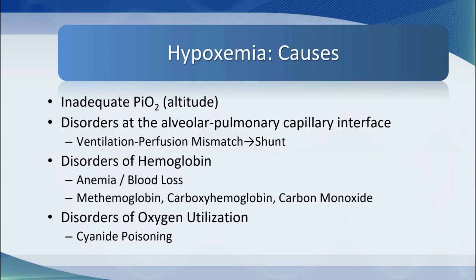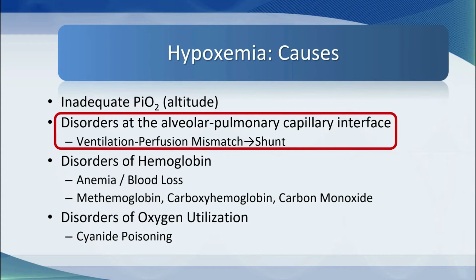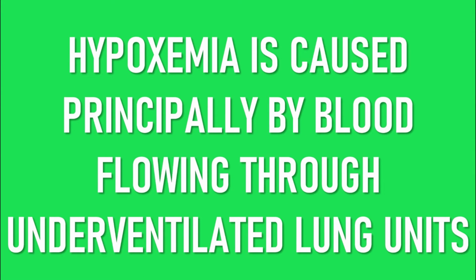And finally, the oxygenation of the blood and the hemoglobin may all be normal, but the cellular utilization of oxygen may be abnormal, for example, due to cyanide poisoning. Now, this is uncommon in this day and age, but can still occur with sodium nitroprusside infusions. The remainder of this tutorial, though, will deal with disorders of the alveolar pulmonary capillary interface. And the key thing you need to understand is that hypoxemia is principally caused by blood flowing through underventilated lung units. So where you have relatively high perfusion versus ventilation.